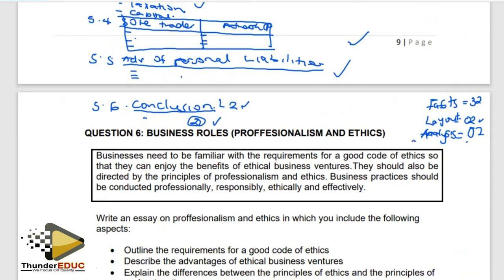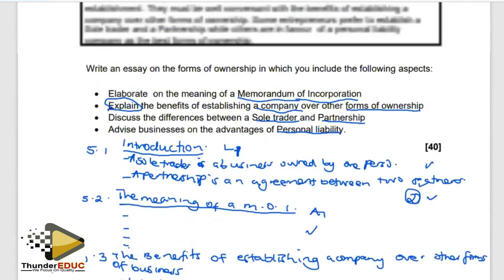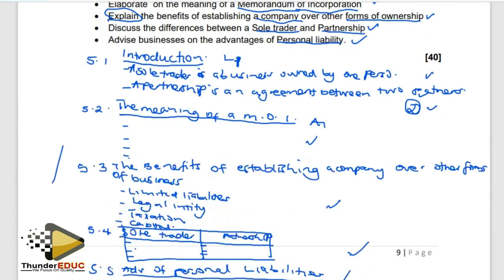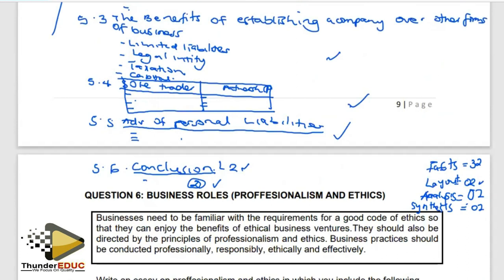Then there is what we call synthesis. Synthesis marks are 2. They are awarded if you are able to give proper answers on all the questions that were required to be answered. The examiner will give you 2 marks if you have tried to answer correctly on the four questions that we are given. On this question, if you gave all the headings right and you were able to give the answers as required, you get synthesis, 2 marks free.